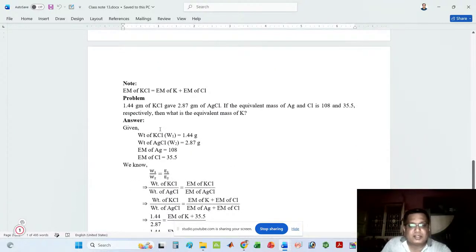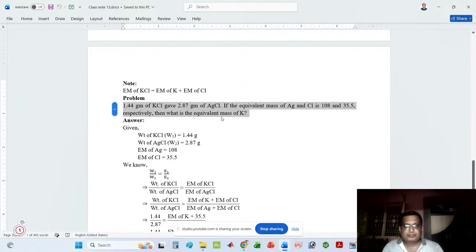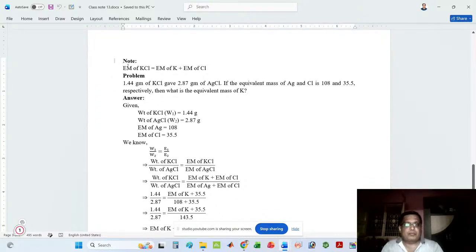Next, in the description link, I have given a problem. The problem is: 1.44 gram of KCl gave 2.87 gram of AgCl. If the equivalent mass of Ag and chlorine is 108 and 35.5 respectively, then what is the equivalent mass of potassium? For solving such a problem, it is necessary to understand this note.